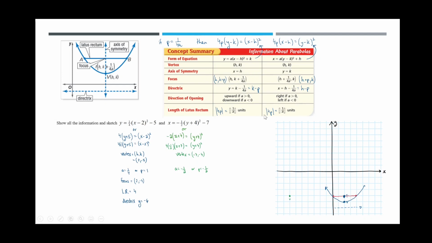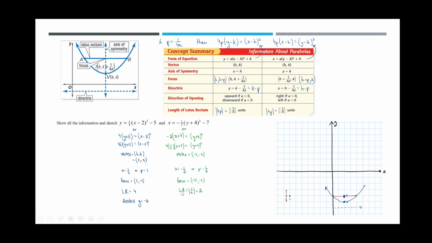Next, we want to figure out where the focus point is. So focus point equation up here, h plus p. So h for us is -7 plus -1/2. That would be -7.5. And so you could plot it a little bit to the left of the vertex.